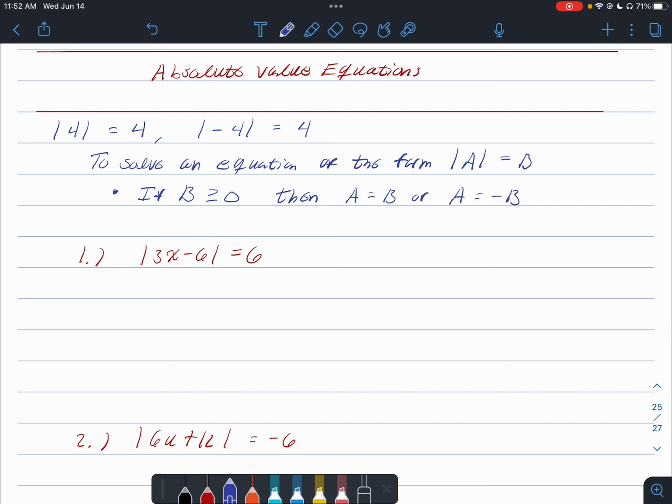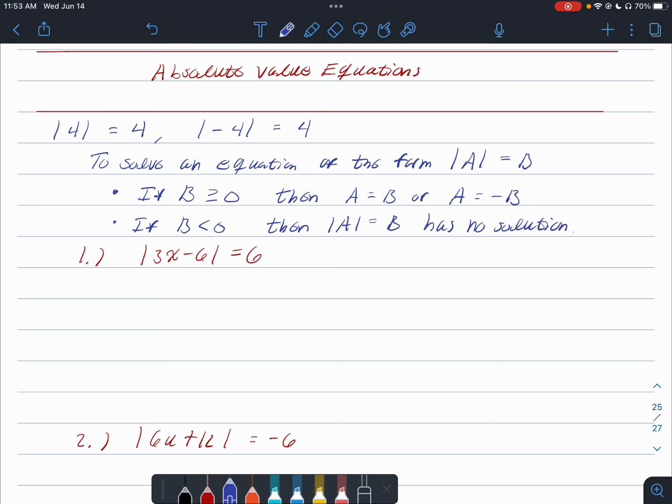So if b is greater than or equal to 0, then you have to consider both equations, a equals b or a equals negative b. You have to find a solution for each of those. The other rule is if b is strictly less than 0, then the absolute value of a equals b has no solution.